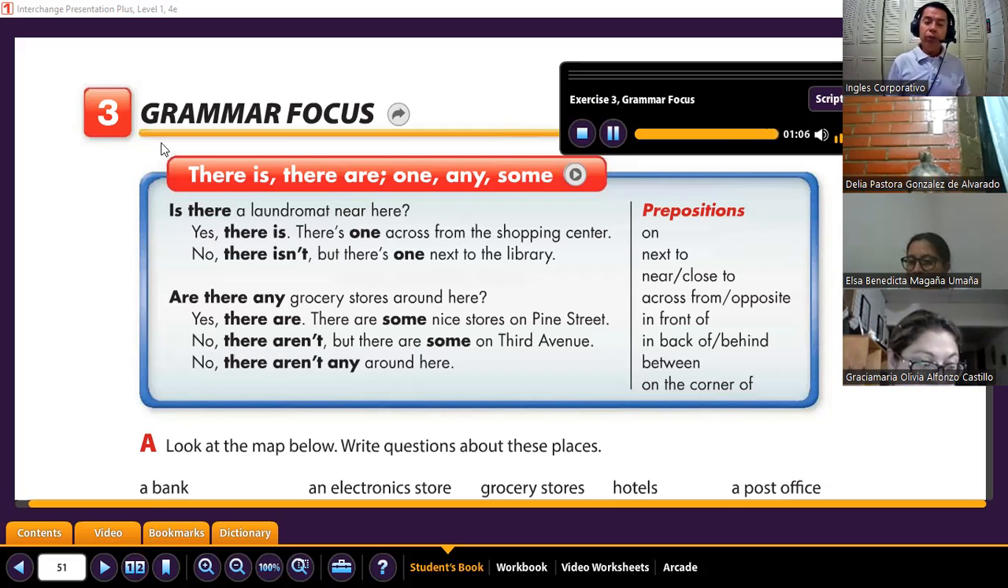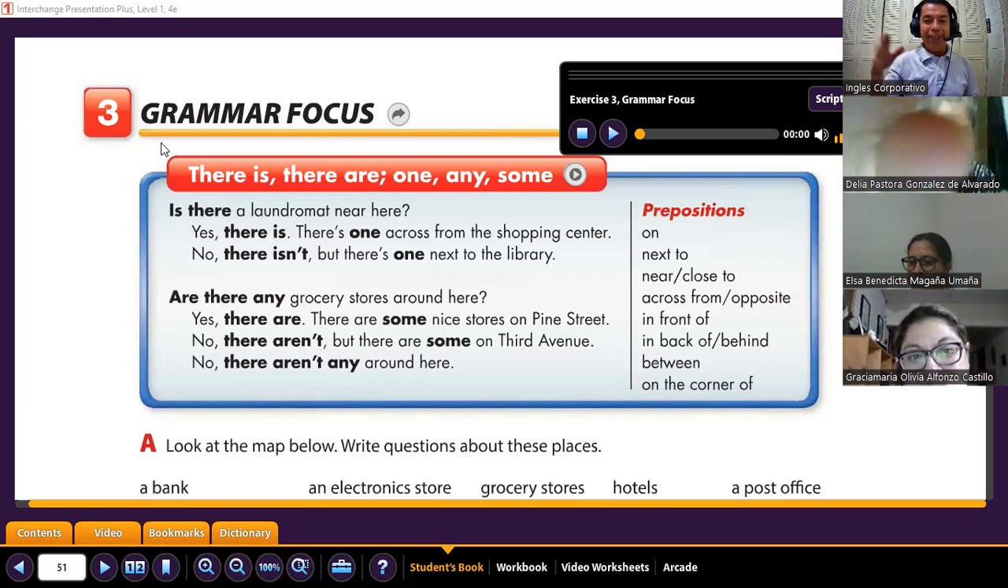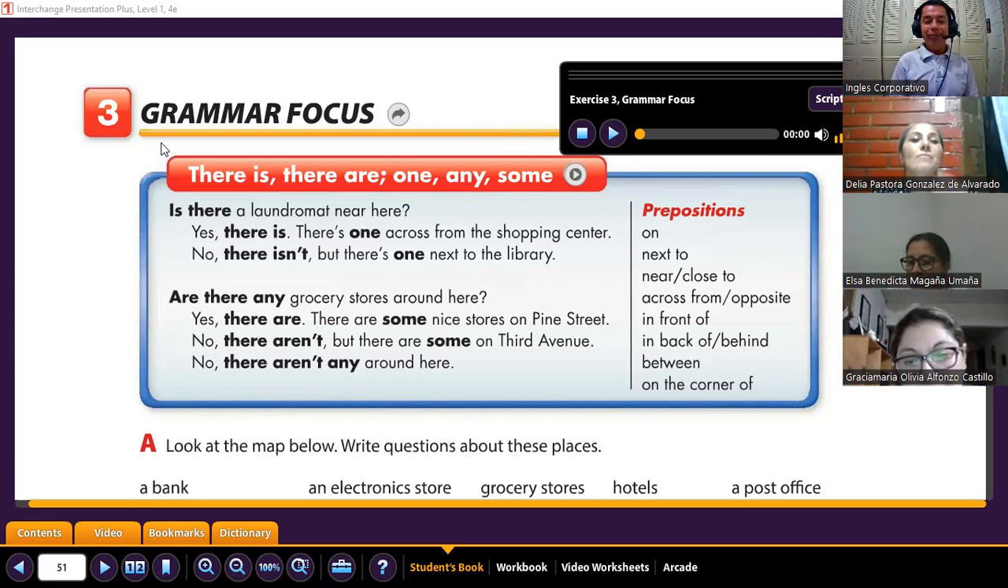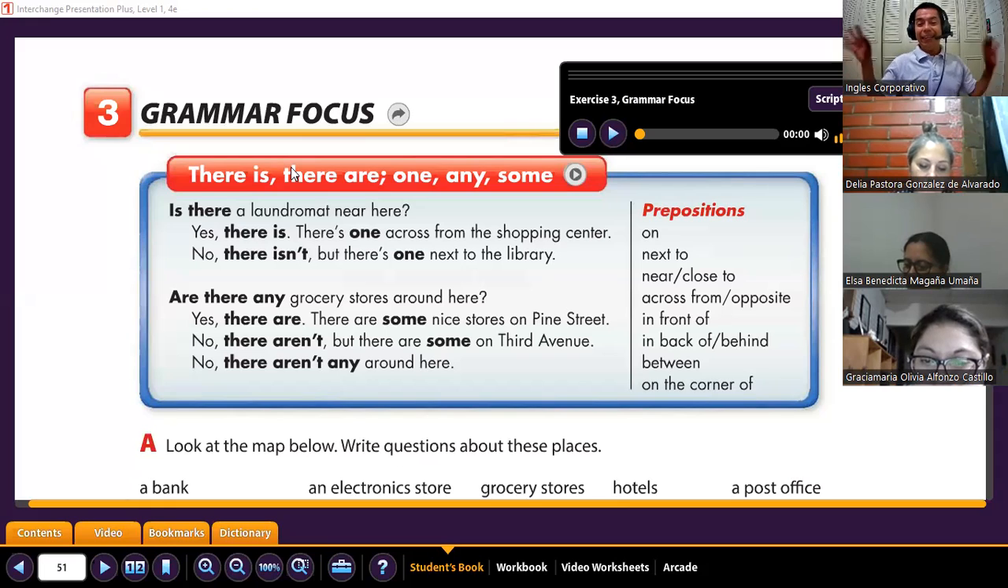Okay, class, I will translate these prepositions, right? On, remember we said last class, that is when we talk about a surface, superficie, right? Next to means a la par de. Apenas le veo el pelito a Delia, pero sí, aquí en la cámara estoy a la par de ella, ¿verdad? Next to, a la par de, right? En la clase, ahí estamos a la par. O podemos decir, Elsa está a la par de María, right? Ahorita, ahí están posicionadas en la cámara. Okay, next to, right? And also we have near and close to, es lo mismo, cerca de.